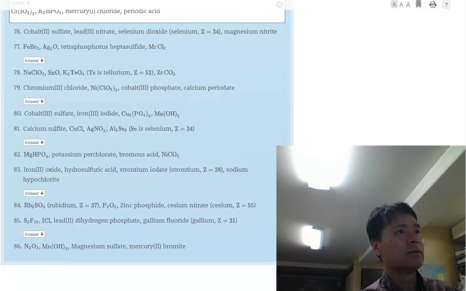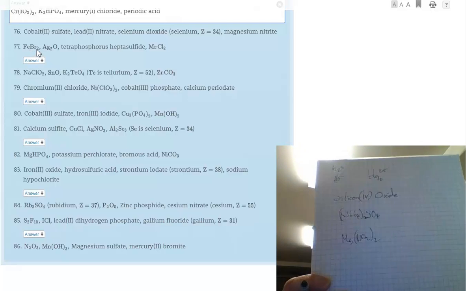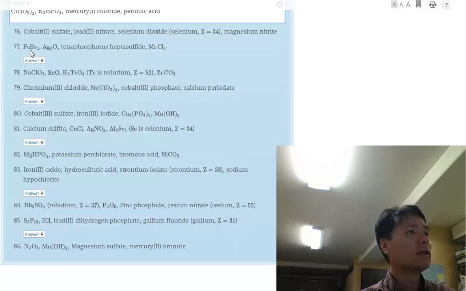Alright, then after magnesium nitrite, we got FeBr2. So this has got to be iron in the 2 plus. Take care of those 2 bromides. So this is iron 2, Roman numeral, bromide. This is going to be silver, fixed charge of +1, so this is silver oxide. And then tetraphosphorus, 4 phosphorus, heptasulfide, 7 sulfurs. So P4S7.